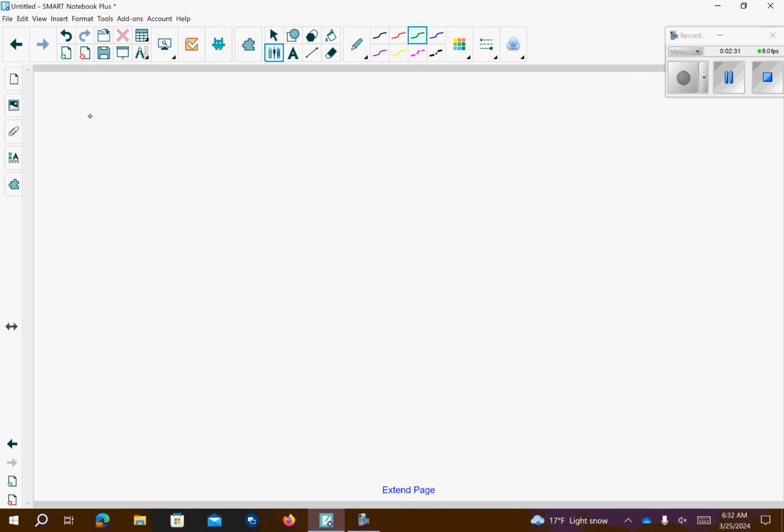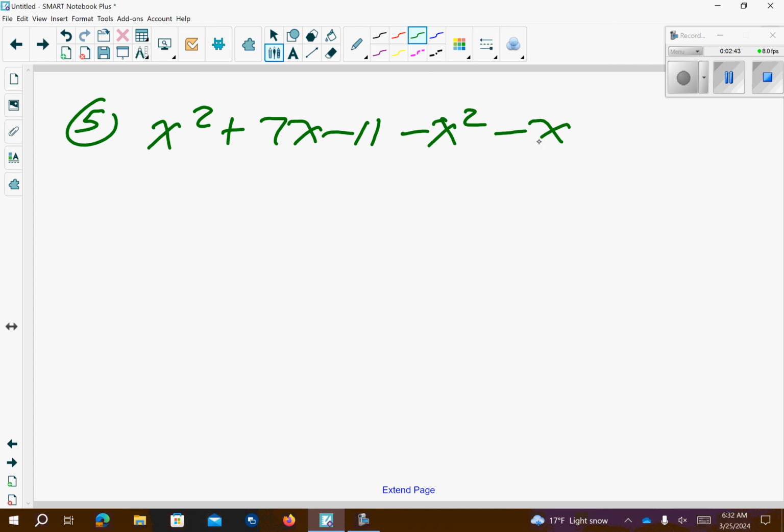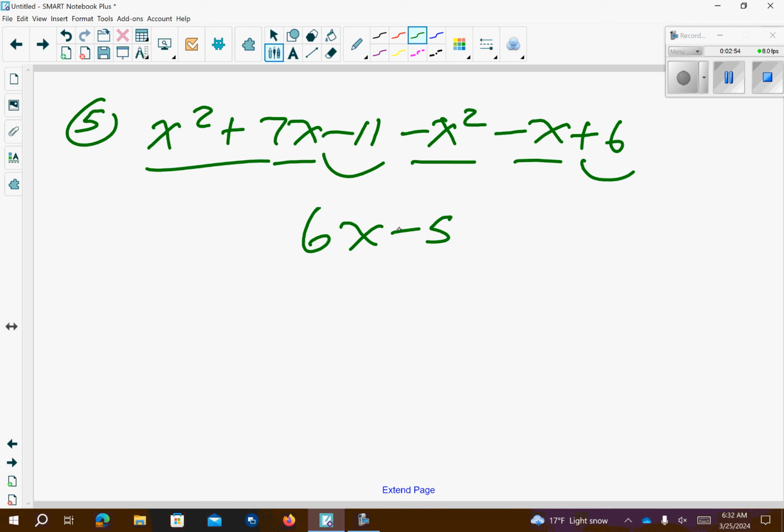Number 5, drop the first set of parentheses, no problem. The second set of parentheses, make sure you change all the signs. So it becomes a minus x squared, a minus x, and a plus 6. Those cancel each other out. Those combine together. And that gives me minus 5.